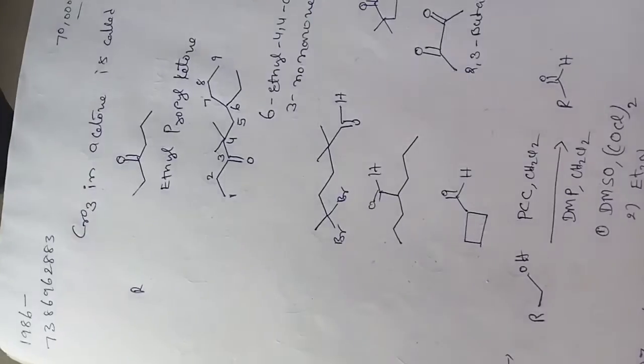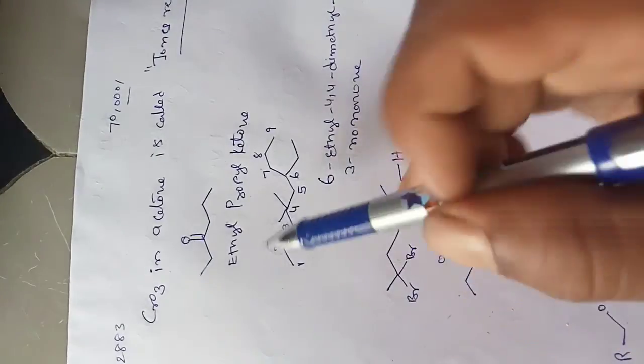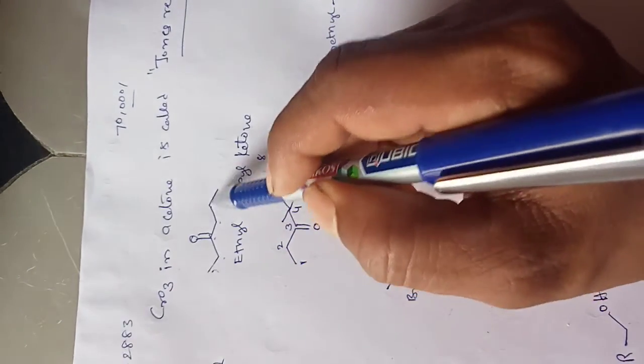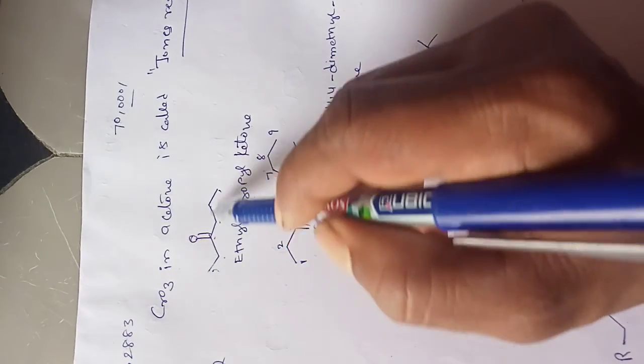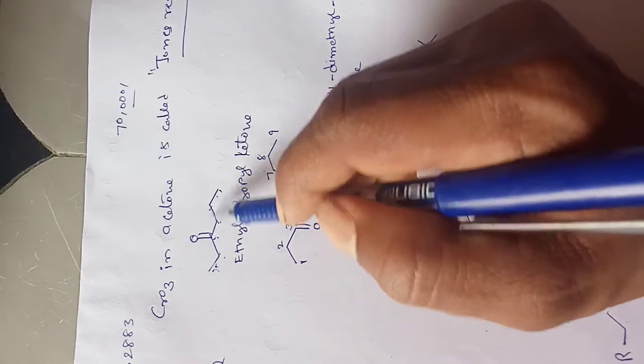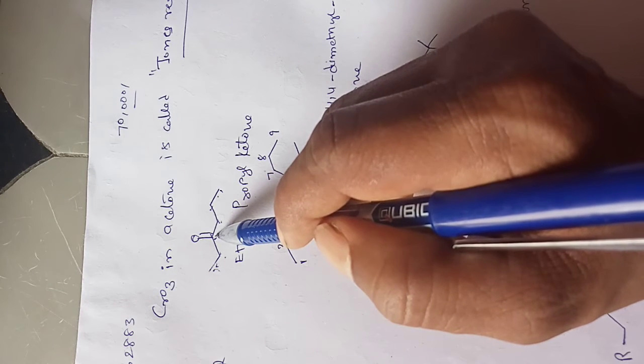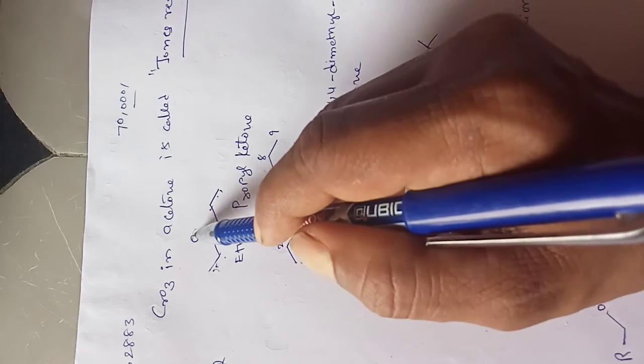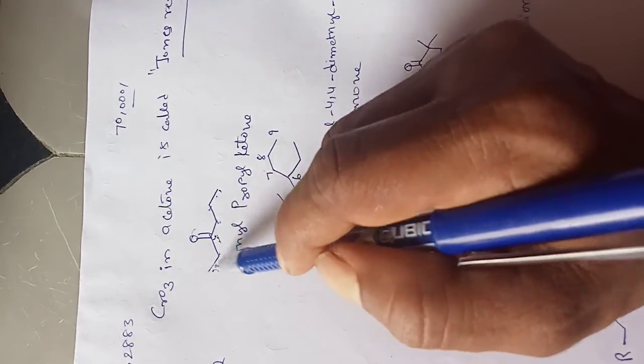You can see the IUPAC nomenclature of carbonyl compounds. For example, there are 6 carbons, 1 2 3 4 5 6. How can we give the numbering? So 1 2 3 4 5 6, so this is 1. At the third position there is a carbonyl, so this is 3-hexanone.